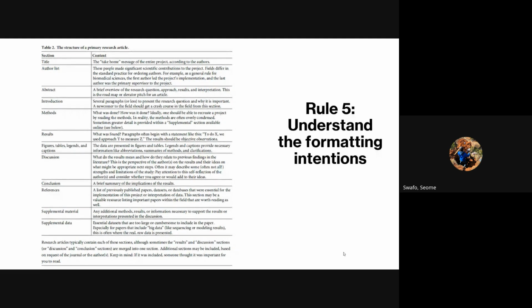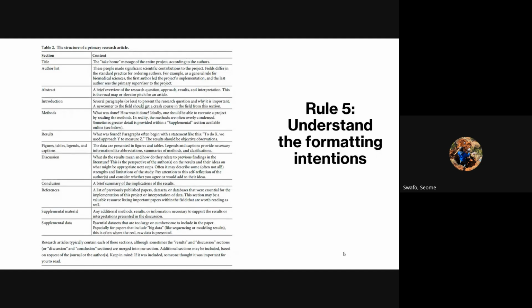Remember that some articles normally tie results and discussion. Some people just present their results and then in the following sentence tie it to their discussion. Even the conclusion, in some research articles, is not there. I mean, the conclusion and discussion sections.